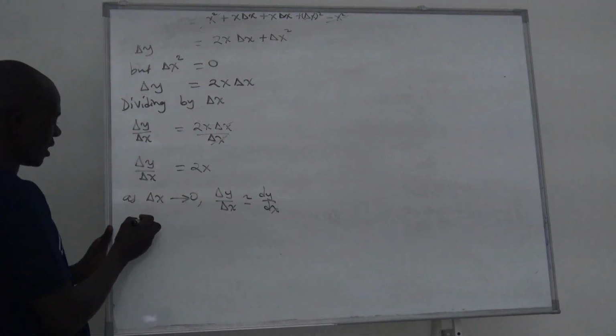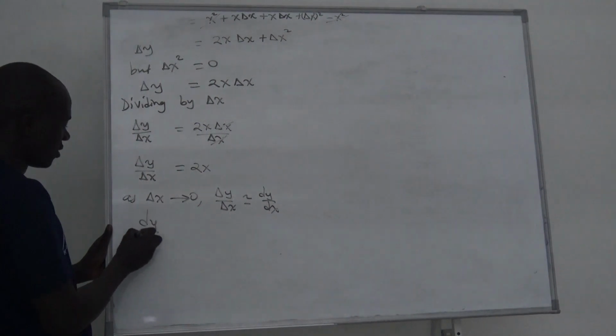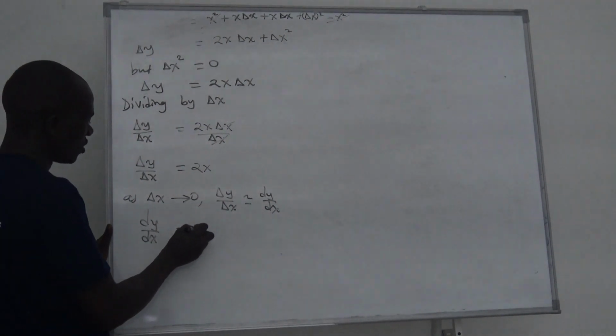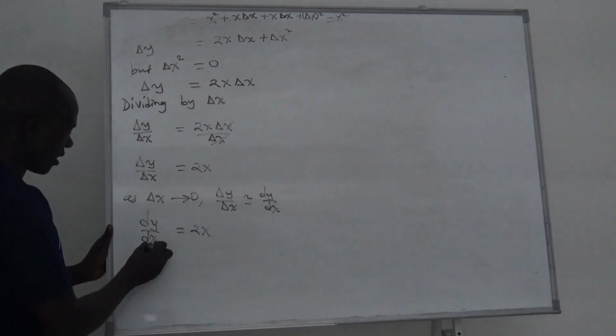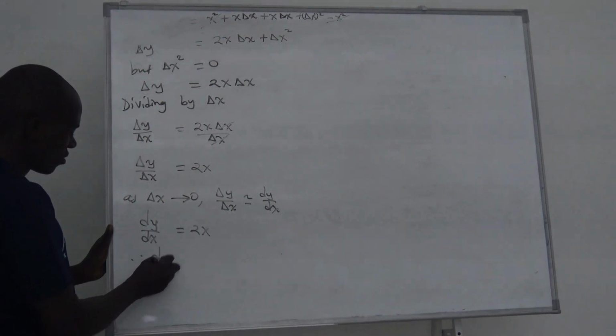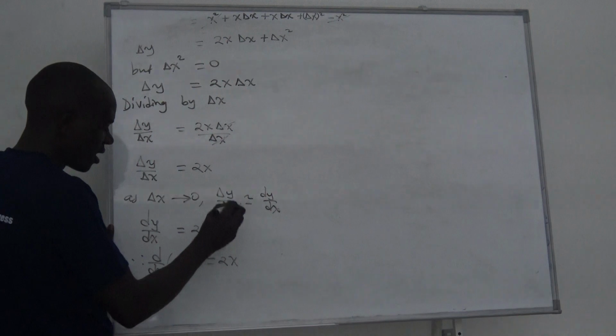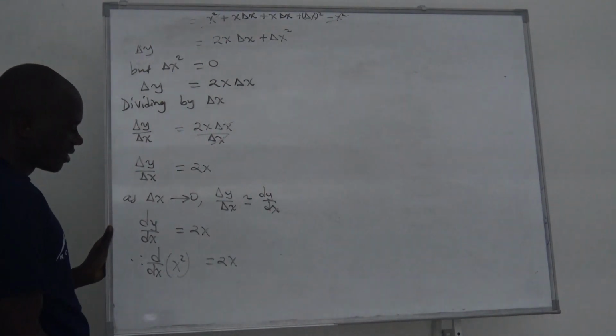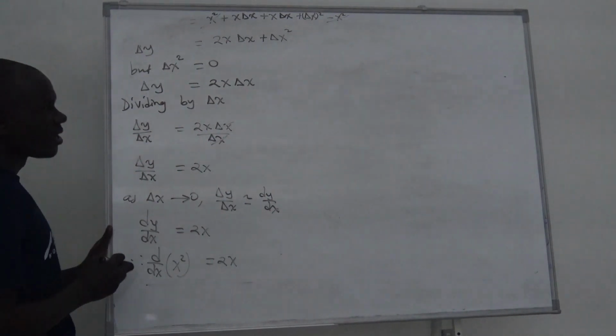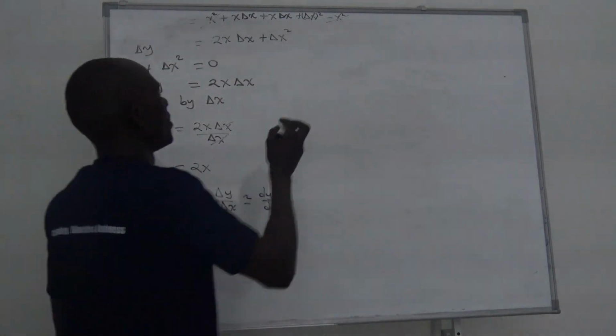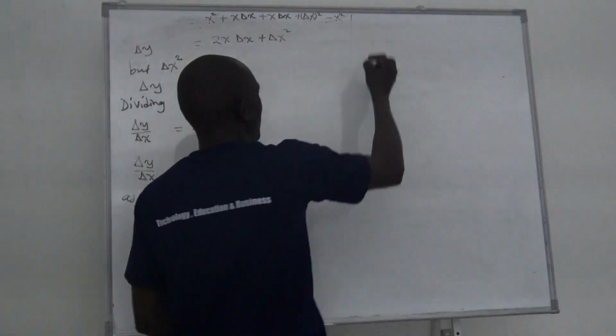So what is happening here now? We remain with dy/dx, which is 2x. Therefore, d/dx of x squared, we are going to come out with 2x. This is what you come out with. Even if you have already done it somewhere, let's look at the side work here.